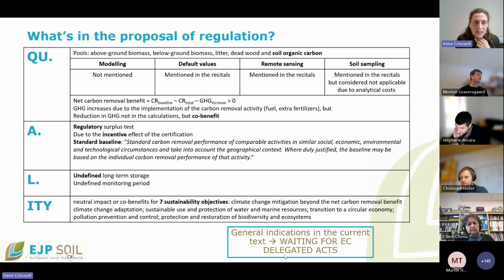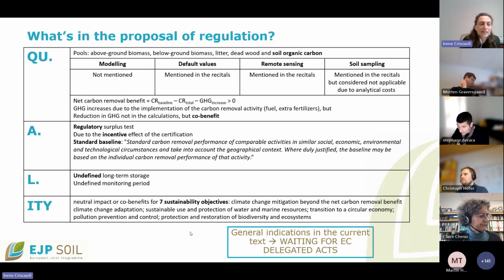Then let's look at the A, which means additionality and baseline. For the baseline, it is important to highlight that the European Commission is talking about a standard baseline. So it is a baseline which generally refers to average regional information about environmental, geographical, and technological circumstances. So it is a very wide baseline. In terms of long-term storage, at the moment it is not defined. It's just generally referred to as long-term storage, so we don't say how many years.